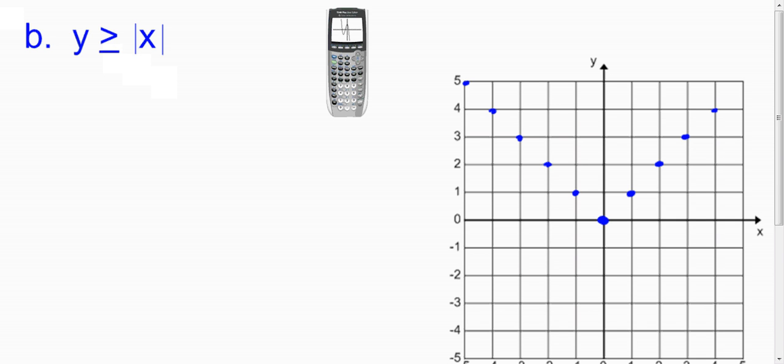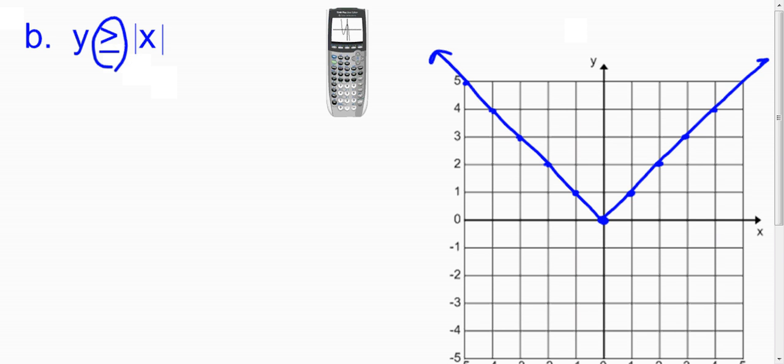This is not an equal sign now, so I do have to think about whether I'm going to connect this with solid or dotted lines, and then how to shade. This inequality symbol is underlined, so I'm going to connect these dots with solid lines. And then I need to shade.